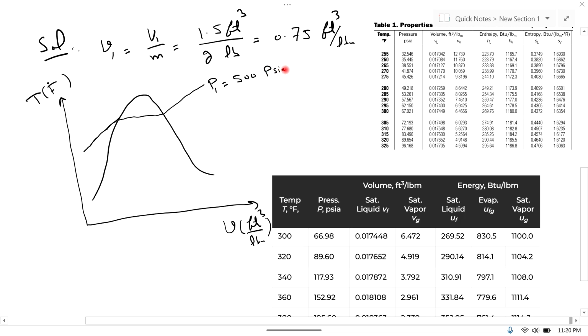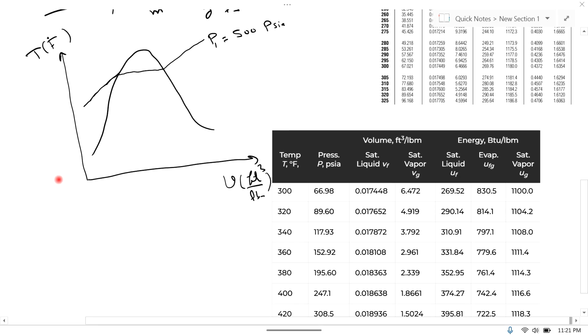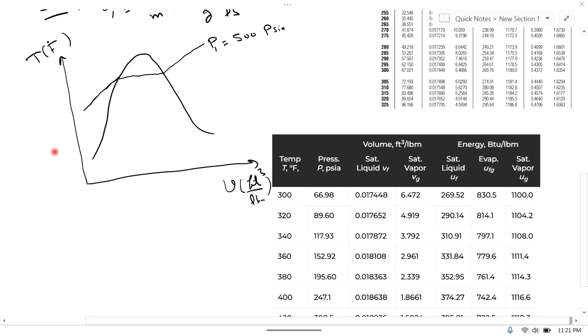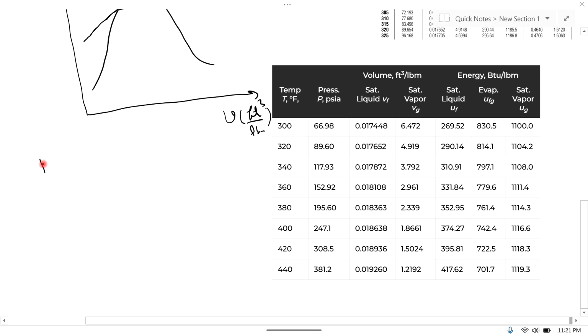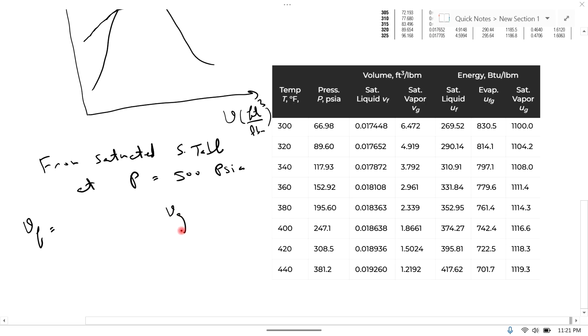Now we will find whether initially the water is in the subcooled or compressed region, or in the mixed region, or in the superheated region. So for this, v1 is given to us, and we will find vf and vg. From the saturated steam table, at pressure equal to 500 psia, find vf and vg.